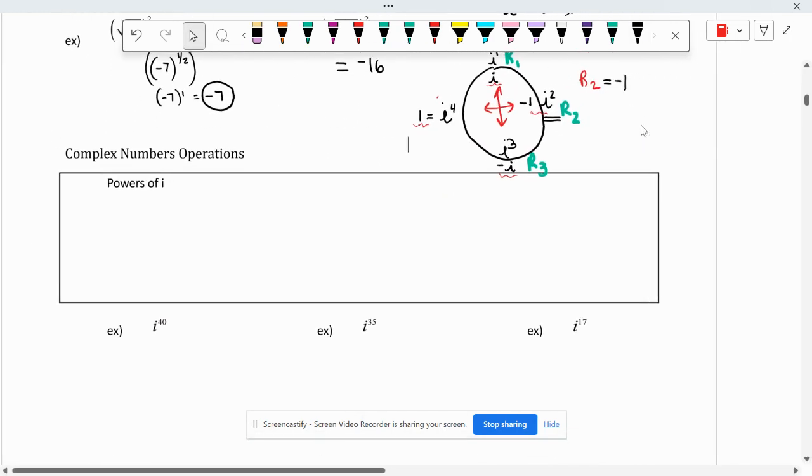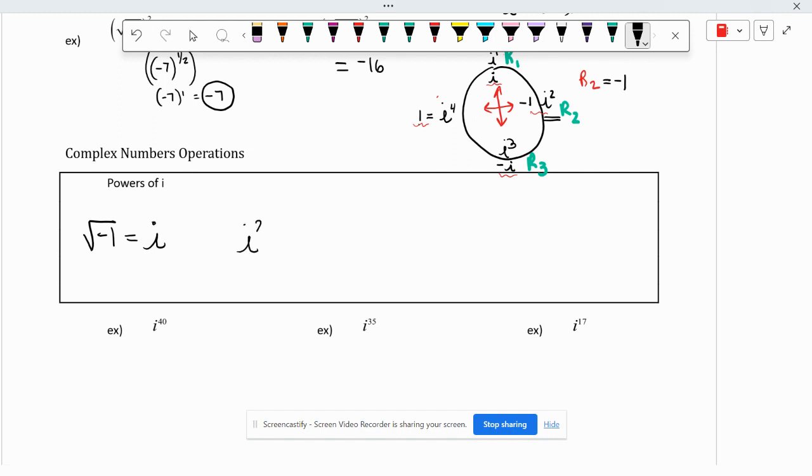Listen up. So here's where this little circle thing is. So the square root of -1 is i. i squared is the square root of negative 1 times the square root of negative 1, which we know just now equals negative 1. i cubed, well, that's the same thing as saying i squared times i, but i squared is negative 1, so it gives me negative i.